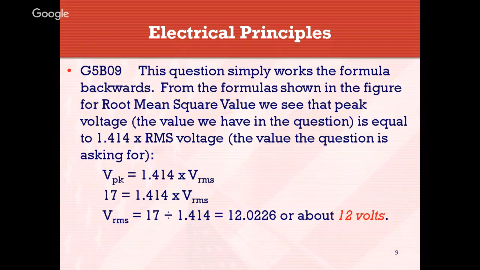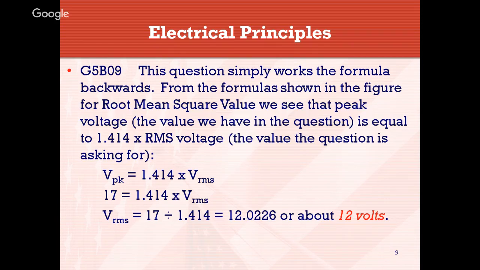All right, looking at G5B09, we want to know what the RMS voltage of a sine wave with a value of 17 volts peak is going to be. It's a very simple formula if you work it backwards. From the formula shown in the figure for RMS value, we see the peak voltage, which is the value we have in the question, is equal to 1.414 times the RMS voltage, which is the value the question is asking for.